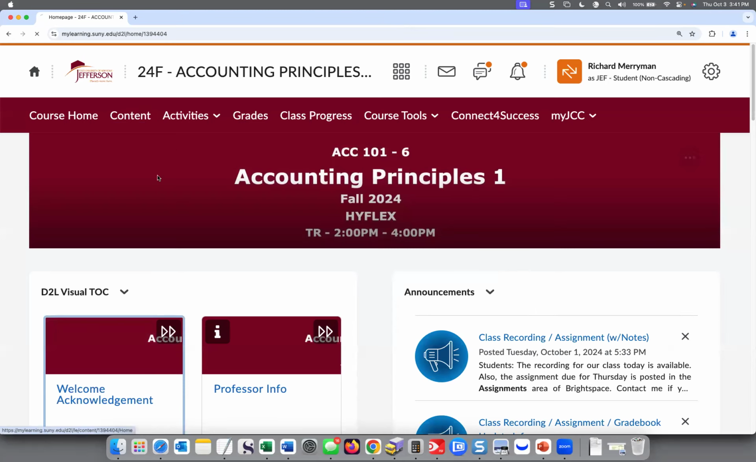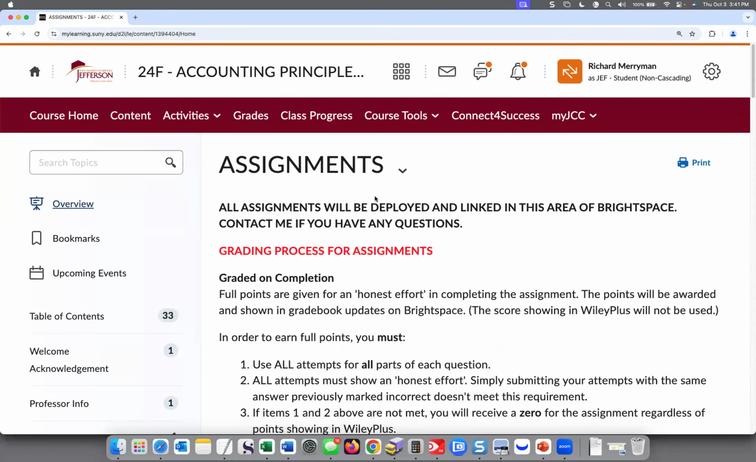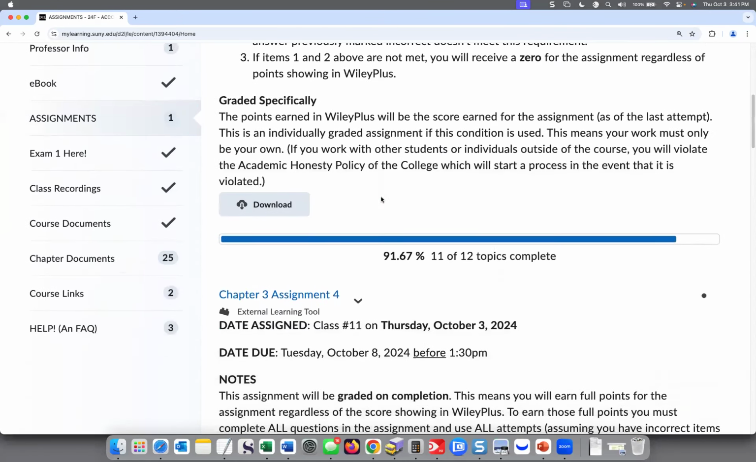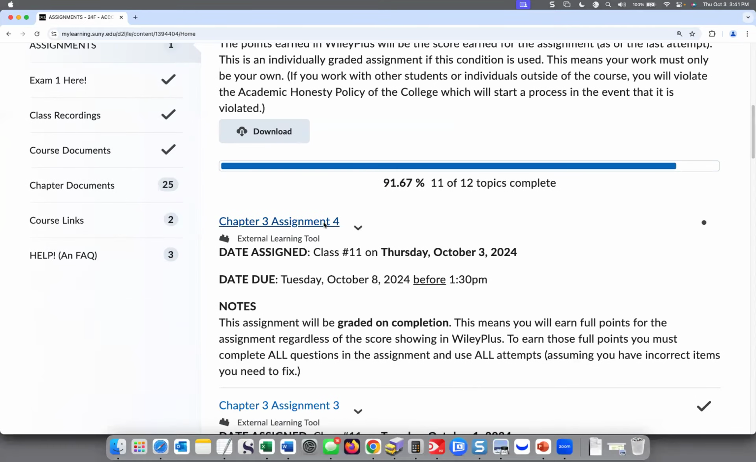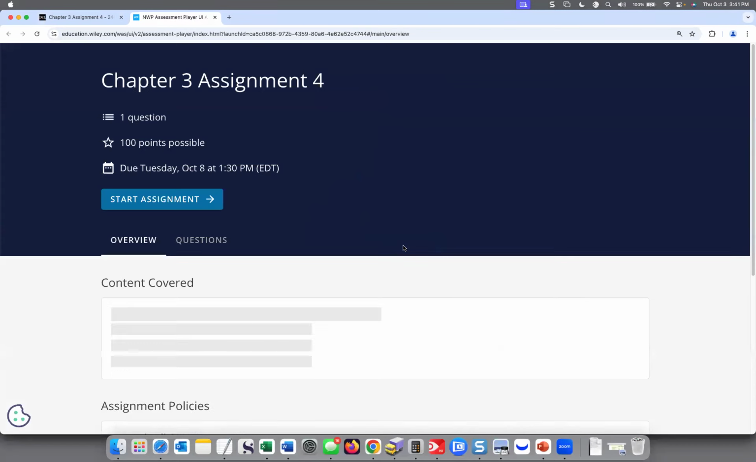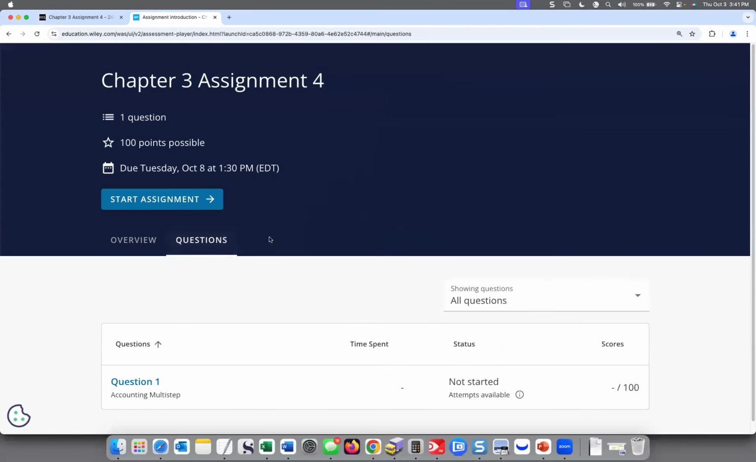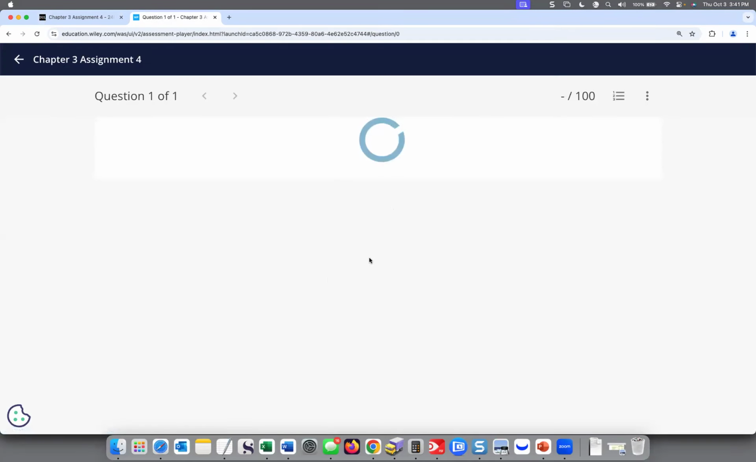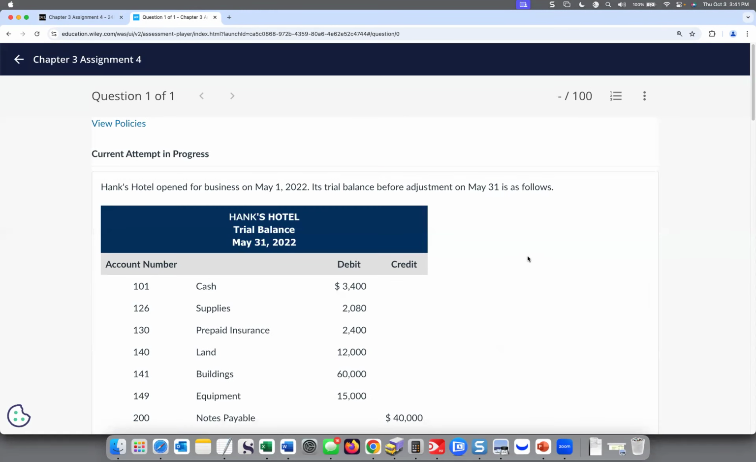All right, so we'll go into obviously the content area. That's where everything is. Under assignments, you'll see that I have the new one listed here. So I want to click into that. Then let's talk about it a little bit. There is a single question in there, which is a problem. We got Hank's Hotel. They opened for business on May 1st, and they got a trial balance adjustment on May 31st. So their time period assumption is 1 month, just like the one we just got done with.